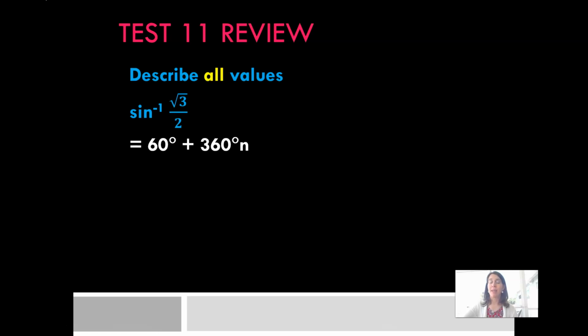Now, as I mentioned, this is a lowercase letter question. Lowercase letter questions usually have 2 answers. 60 degrees is just one of the locations that had the y as square root 3 over 2. Where's the other one? 120 degrees.